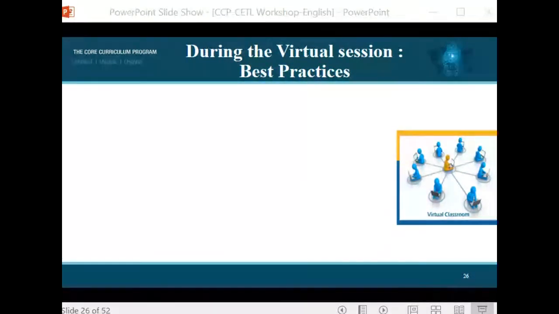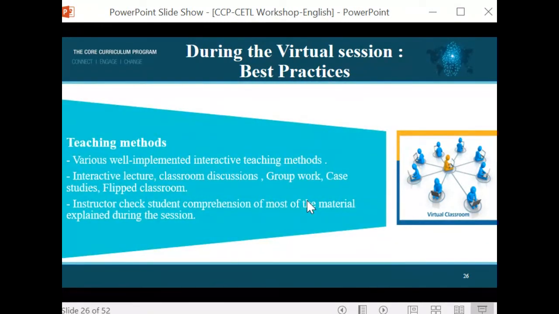So the second component of the virtual session is teaching methods. They should be various, well implemented, interactive. We try to use more than one method, such as here, interactive lecture, classroom discussions, group work, case studies, flipped classroom. I have used most of these instructional strategies during my session, apart from the flipped classroom, and I'm planning to use it, inshallah, during the next semester. I'm preparing things for that. In the same context, the instructor should always check student comprehension of most of the material explained during the session.